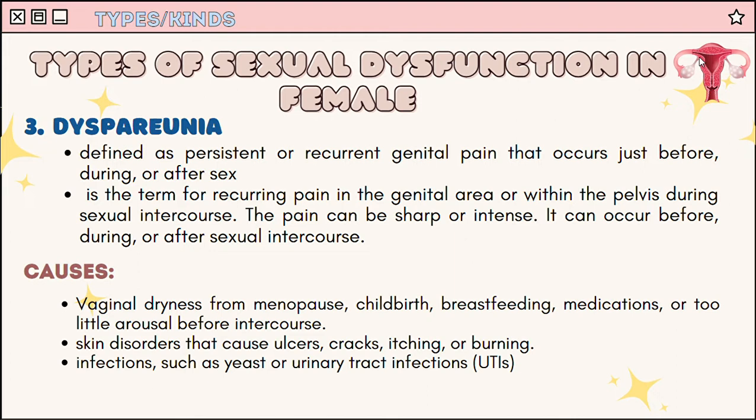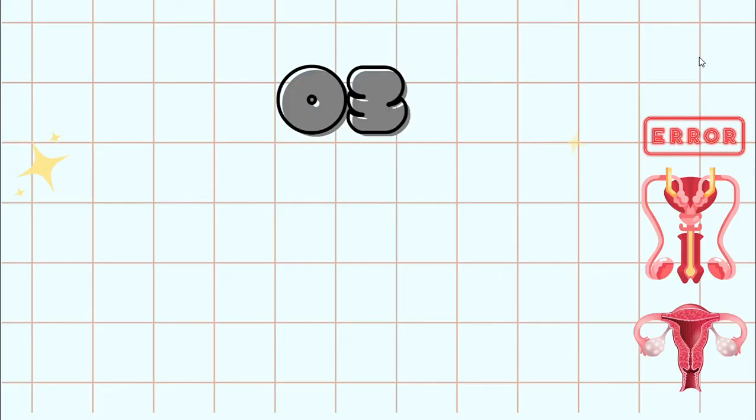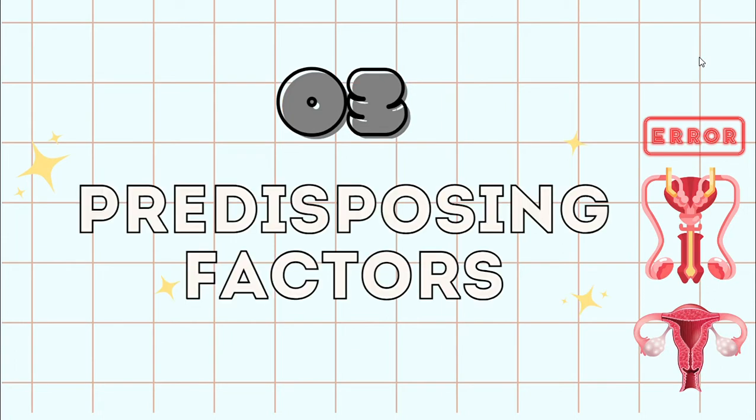The pain can be sharp or intense. It can occur before, during, or after sexual intercourse. The causes of this dyspareunia are vaginal dryness from menopause, childbirth, breastfeeding, medication, or too little arousal before intercourse, skin disorders that cause ulcers, cracks, itching, or burning, infections such as yeast or urinary tract infections. Next, we are going to tackle the predisposing factors or predisposing causes of this sexual dysfunction.